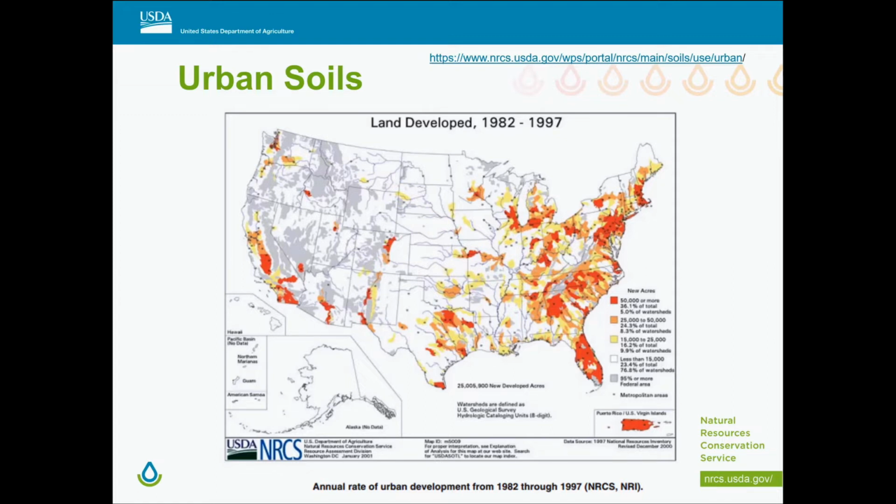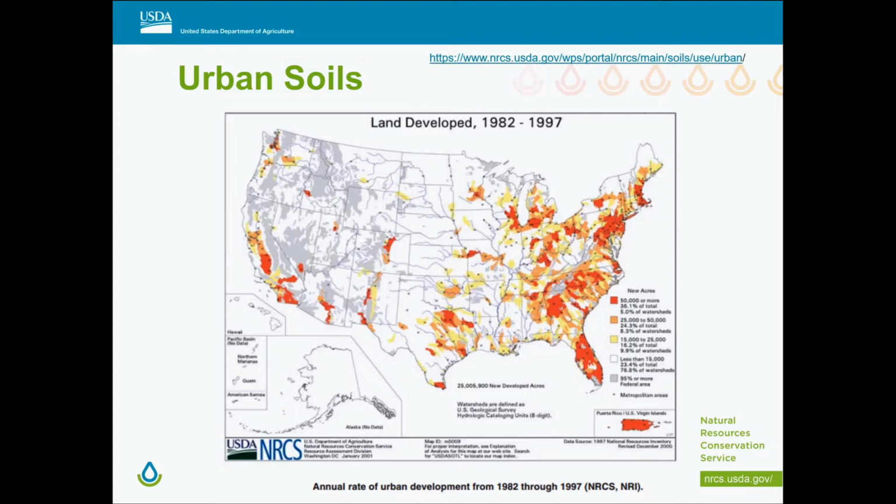Now we have a lot of people in urban populations that are interested in everything from just understanding something like heavy metals or pollution in the soils to growing urban gardens. This is a little bit old. On the screen you see the annual rate of urban development from 82 to 97. But I took this from what was called the NRCS Urban Soils Planner. And so if any of you guys live in a more urban area, it might be worth checking that out.